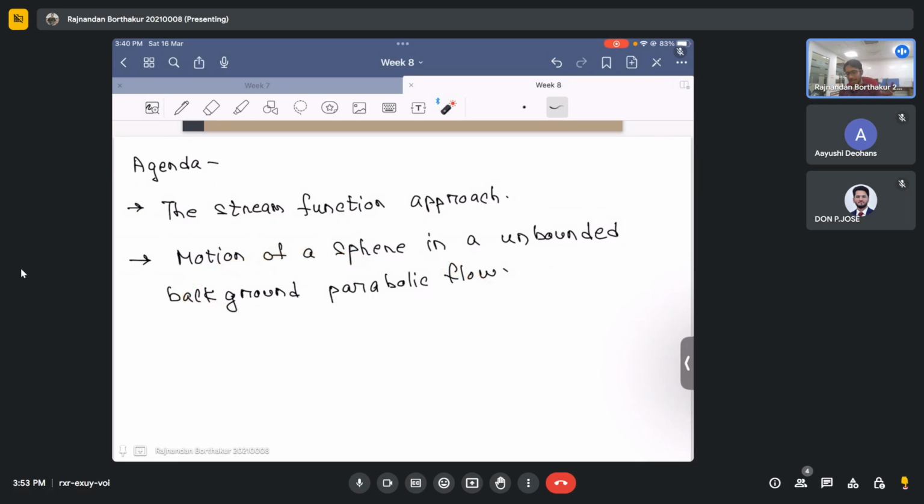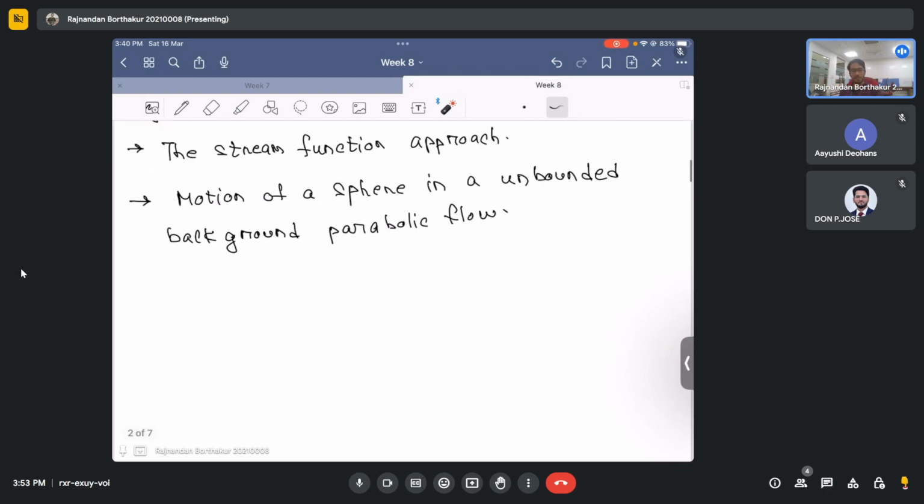So the idea is that if we do not allow the sphere to be held in a particular place and we let it move, then the external force that this background parabolic flow exerts on the sphere would be balanced by the drag force. If these two forces are balanced, the sphere moves with a continuous yet unknown velocity in the z direction, of course, and our objective is to evaluate that velocity. I hope this is clear. As we proceed with this problem, things will become more clear.